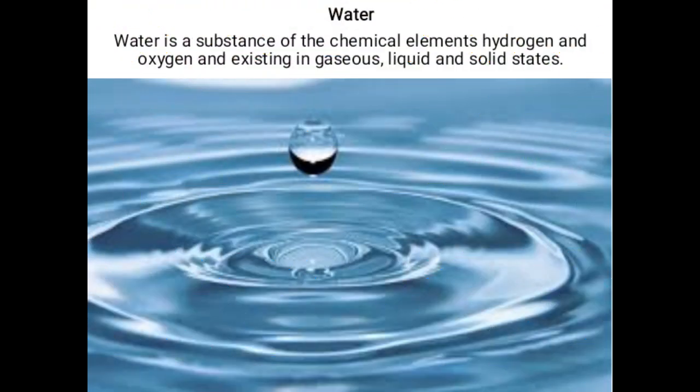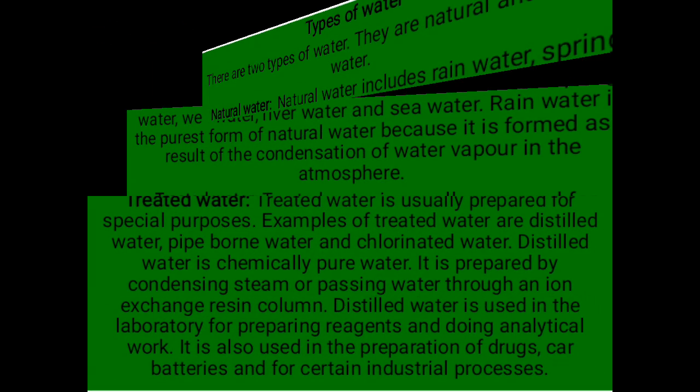What did you see in that picture? Water, isn't it? Now, what is water? Water is a substance of the chemical elements hydrogen and oxygen, existing in gaseous, liquid and solid states. That is what water is.